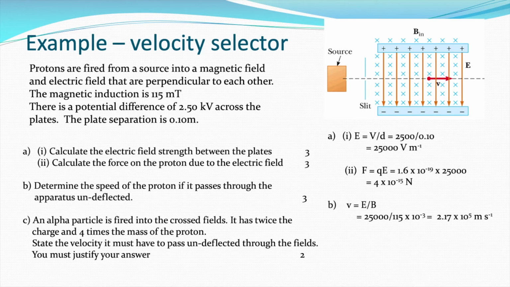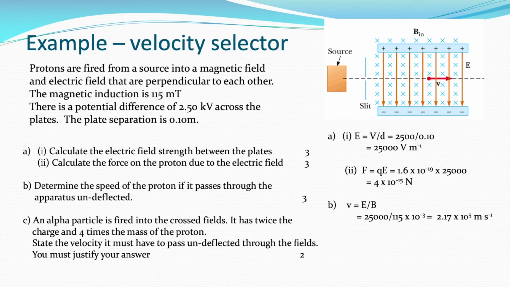Then part C, an alpha particle is fired into the crossed fields. It's got twice the charge and 4 times the mass of the proton. State the velocity it must have to pass undeflected through the fields, and you must justify your answer. And must justify means you can't just have a guess, you have to explain why you're giving that answer.